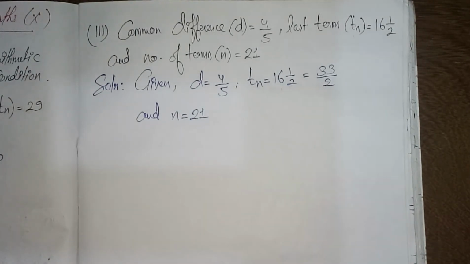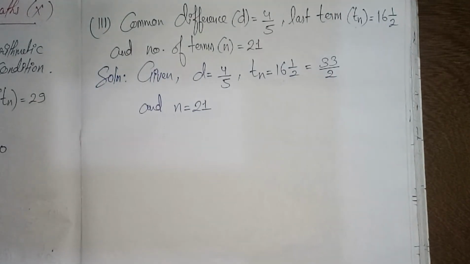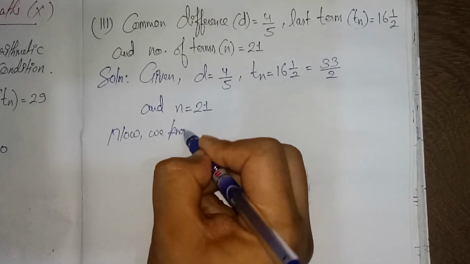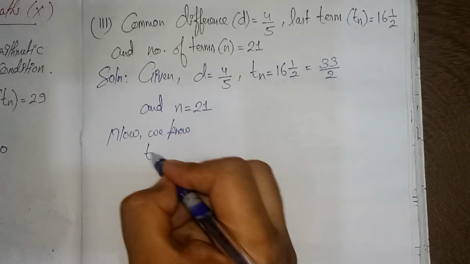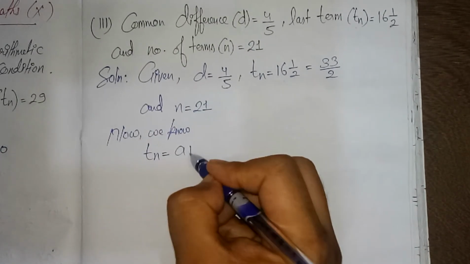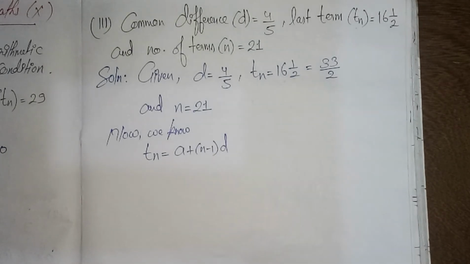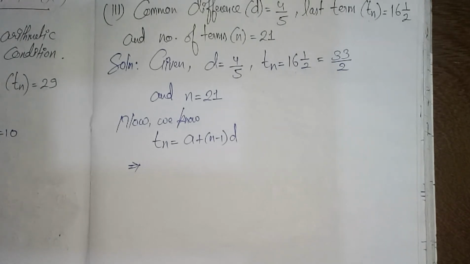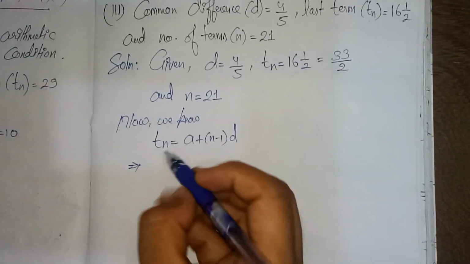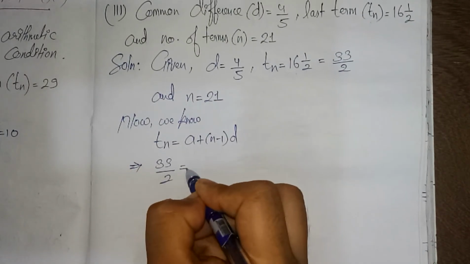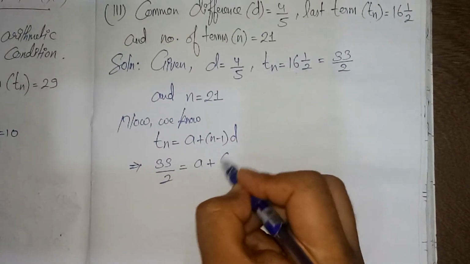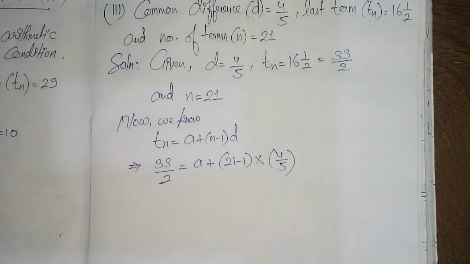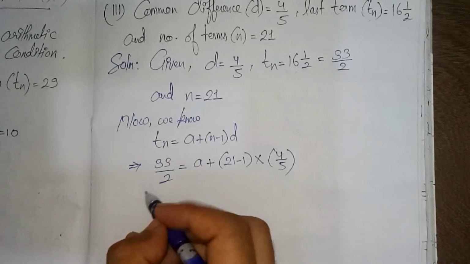Now again we have to apply the formula and we will get the answer. Now we know Tn is equal to a plus (n minus 1) d. Okay, this is the formula. Now start putting the values of Tn, n and d over here. So the value of Tn is 33 by 2 equal to a, which is not given and we have to find, plus n is 21 minus 1 multiplied by d, which is 4 by 5, right? So we have just written all the values. Now we have to do this simplification.